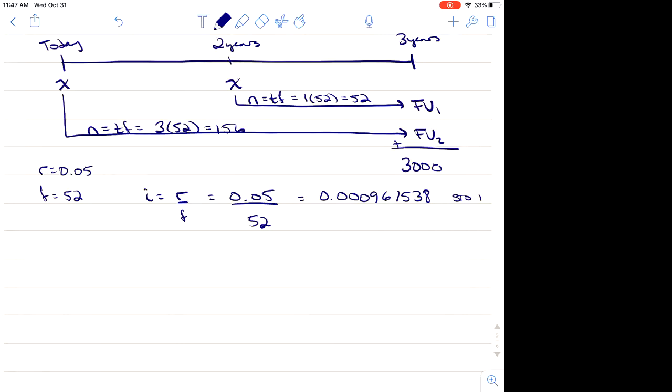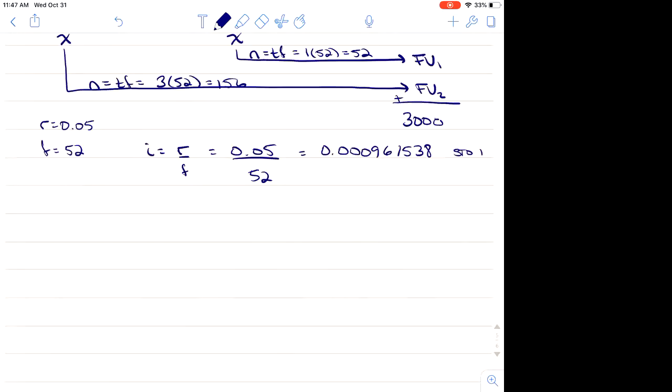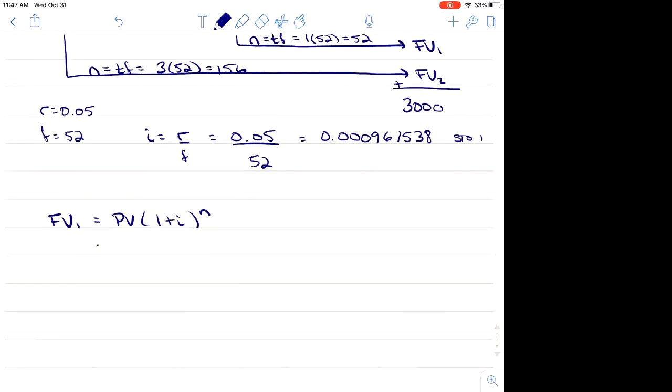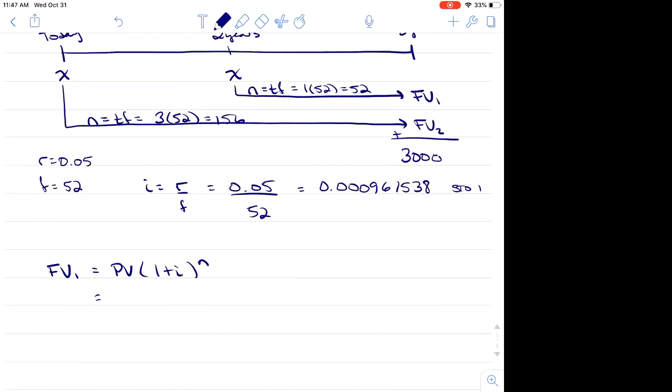All right, now we can get to work, right? We have to find future value 1 and future value 2. Future value 1 is PV times 1 plus i to the power of n. Our present value, we don't know it, right? But we can just use x as our present value, and that's how we're going to get x into our equations.